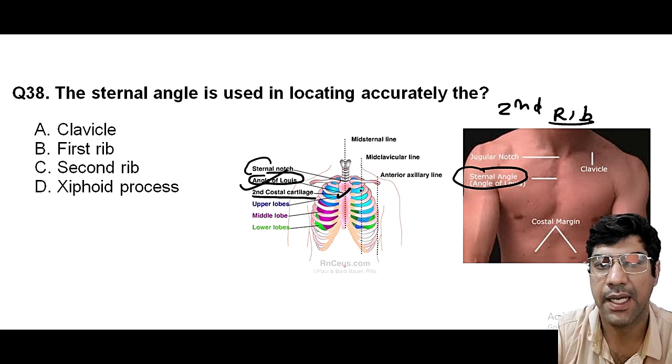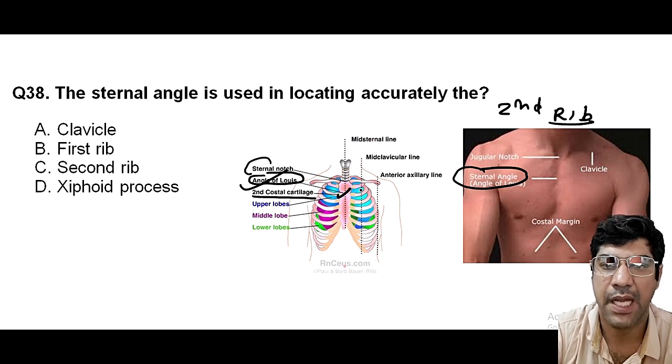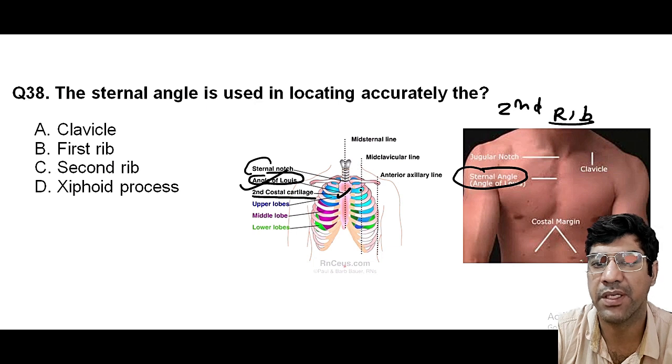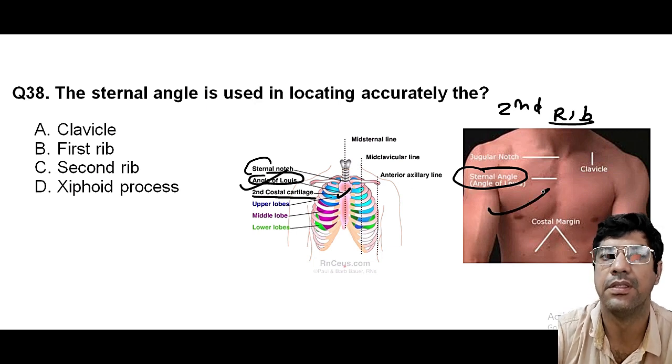The other name of sternal angle is the angle of Lewis. It is located at the level of second rib. So that is important for counting the ribs and identifying the position of important structures in the chest.